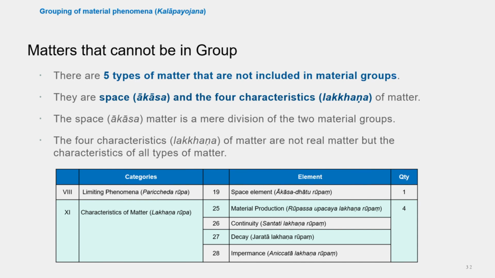So we talk about matter that cannot be in a group. There are 5 types of matter that are not in the material groups. They are space and the 4 characteristics, lakkhana, of matter. That means the growing, decay, and so on, the 4 of them of this nature. And space, akasa, is a mere division of the material groups. So these 4 characteristics, lakkhana, of matter are not real matter. They are derived from the other matter, characteristic of all types of matter. Okay, so these 5 are excluded. Remember, 5: space and the 4 characteristics, lakkhana.